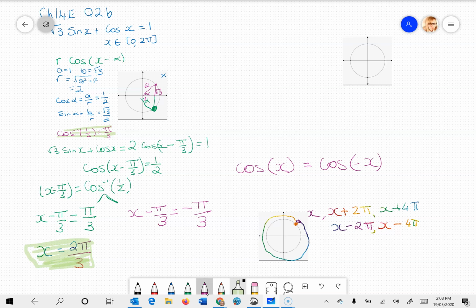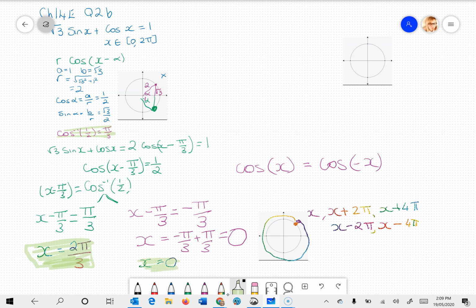Let's have a look at this side. What does that give us? Well, we have x equals negative pi on 3 plus pi on 3, which gives us 0. Now, you've got to be careful with our boundaries. 0 is actually included in our boundary. So that gives us x equals 0 as a solution.